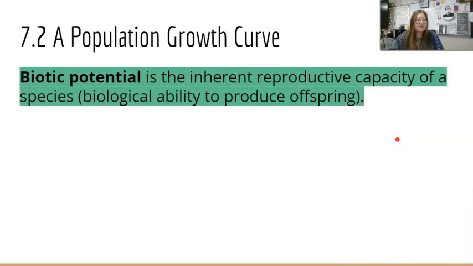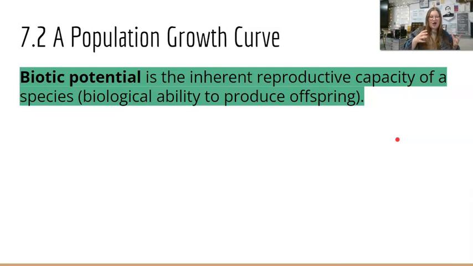All right, the last big idea we're going to talk about in this lesson is the population growth curve. The first thing we need to understand is biotic potential. Biotic potential is the inherent reproductive capacity of a species. In more simple terms, it's the biological ability to produce offspring.